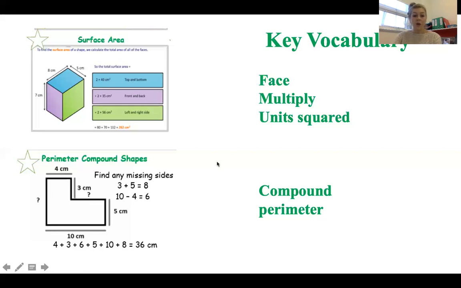So for these 2 topics, the skills that you need to focus on are being able to find the surface area of cubes and of cuboids, and here being able to find the perimeter of a compound shape when you are given all of the lengths, and also find the area of a compound shape when you don't have all the lengths and you might have some of those missing.